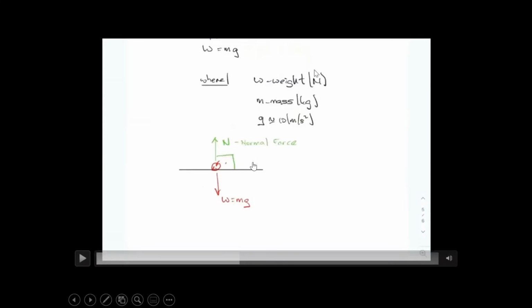It's not used in the sense of normal versus abnormal. It's just that normal means it's a surface force. It's perpendicular to the surface. It's going to be a reaction force to any force acting against the surface, any force applied to the surface.